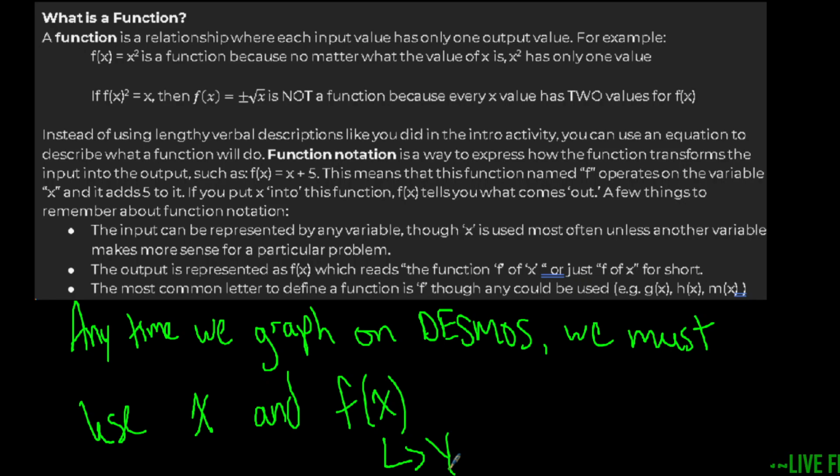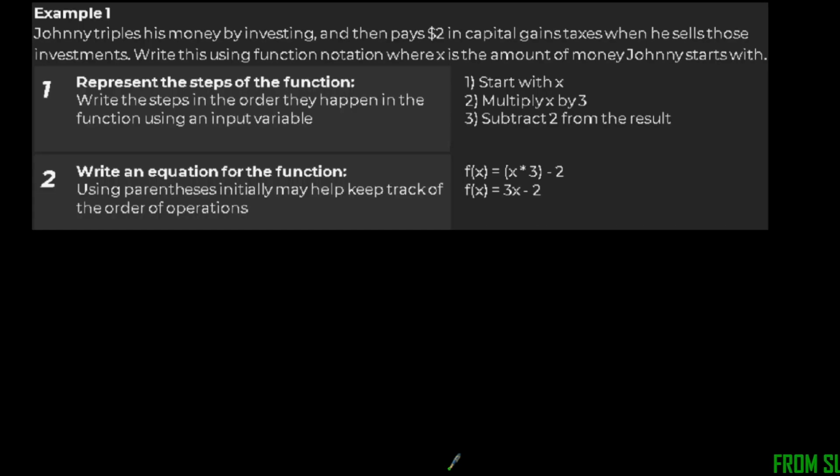Okay. So, looking at Example 1, it says Johnny triples his money by investing, and then pays $2 in capital gains taxes when he sells those investments. Write this using function notation, f of x, where x is the amount of money Johnny starts with. So it gives you an example, and then it shows you what it looks like on the right side.